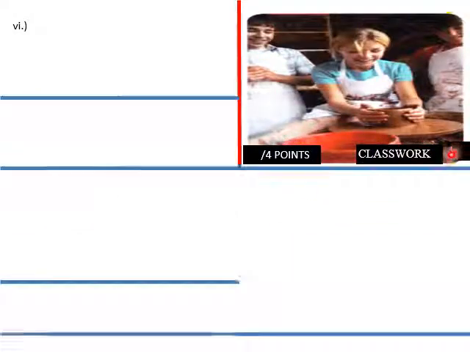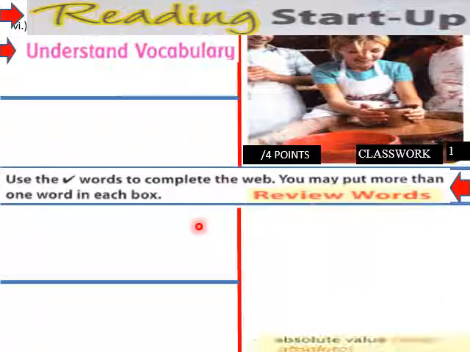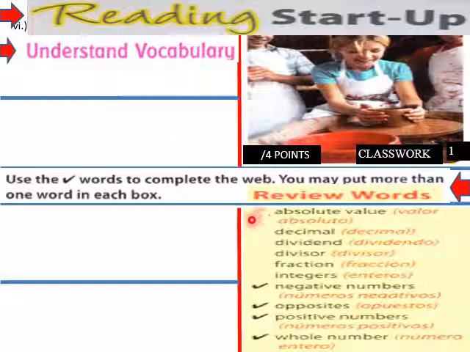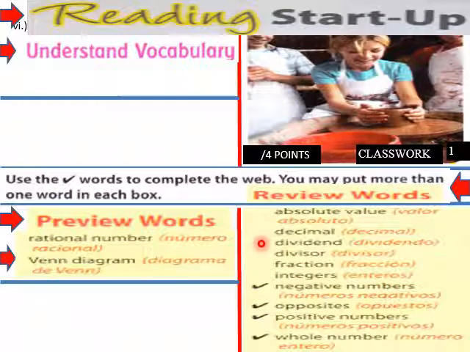Classwork page 1. Reading startup, understanding vocabulary. Use the check words. Here's our vocabulary list right here: whole number, positive, opposites, negative numbers, integers, fraction, divisor, dividend, decimal, and absolute value. Preview words: rational number and Venn diagram. So these are some new words here. We've had a lot of these so far. These are new here.